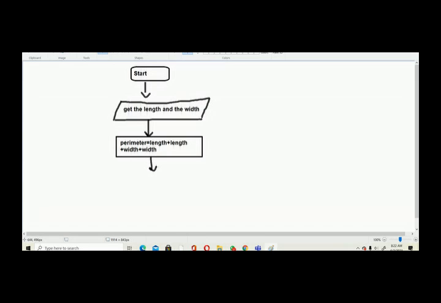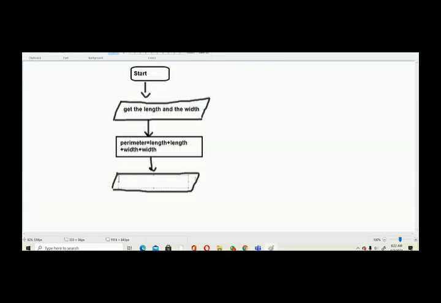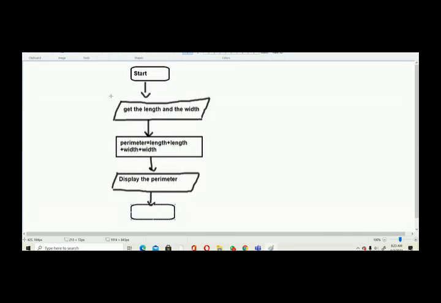Then our output. What is our output? Display the perimeter. Yes, you have to display the perimeter. Now once you have finished finding it, then what is the last one? End. Very good. Now you know how to draw a flow chart. Now here you have to write end. Right. Did you get it?